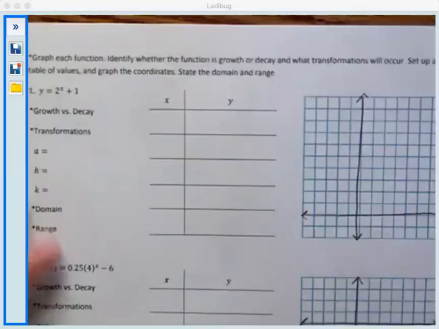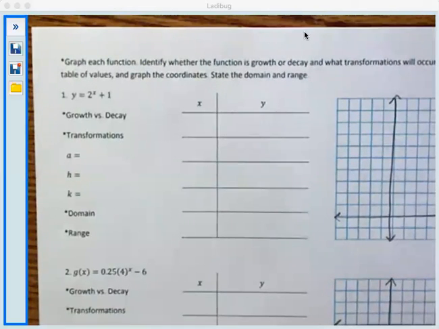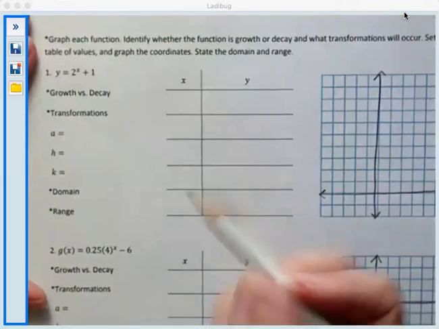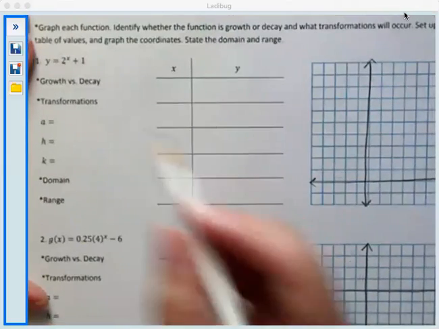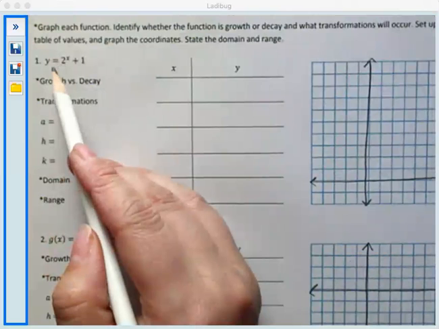So for the next page, we're going to be looking at just the examples here. And we are going to be just working out some of these problems to see what their graphs would look like. So our first one is y equals 2 to the power of x, plus 1.